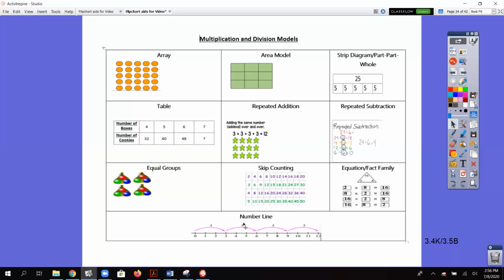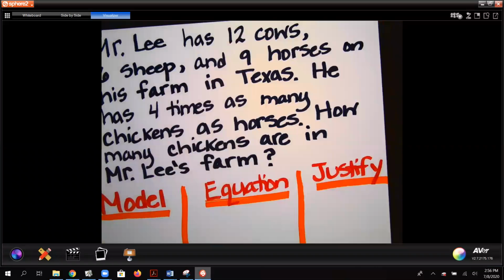You have 4 groups of 3. Okay, we're going to do an example problem together. Let me go ahead and read that.